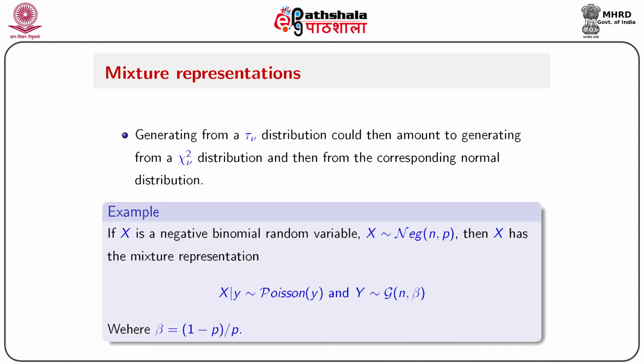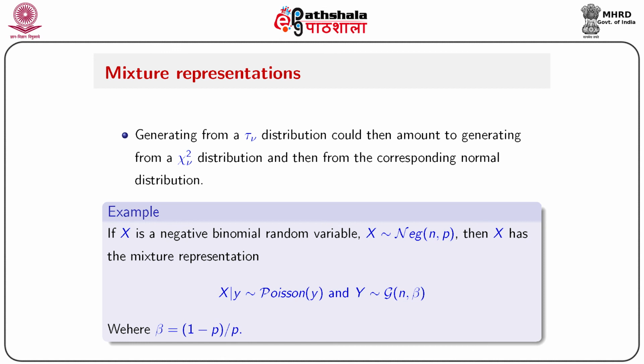So generating from a t distribution, one could amount to generating from a chi-square with v degrees of freedom, and then from a corresponding normal distribution. We can take another example.